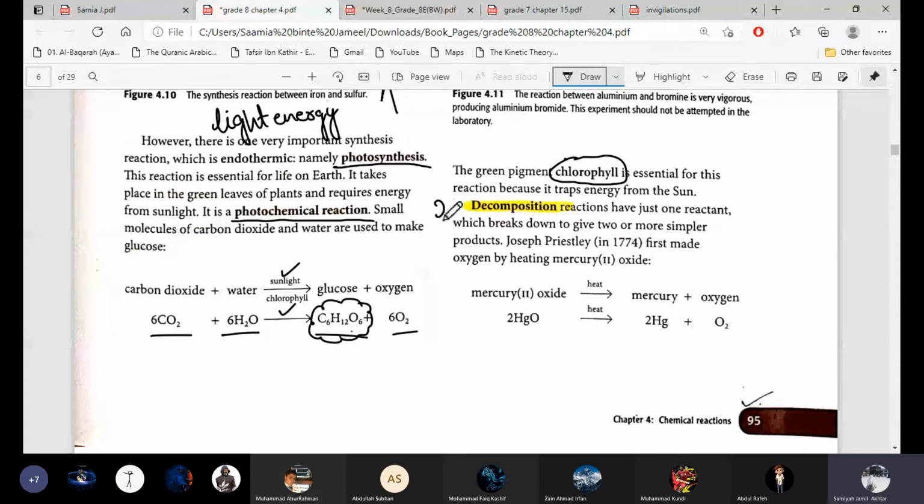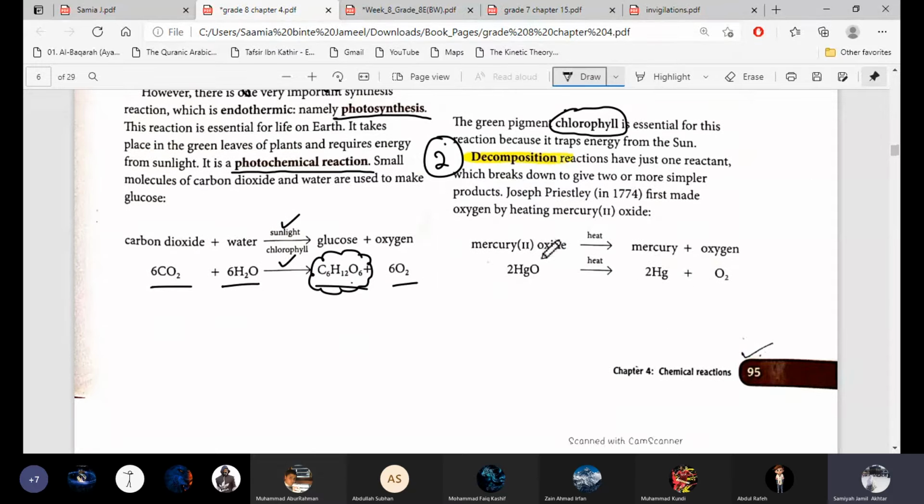Then the number two type of reaction is the decomposition reaction, the breakdown. Decomposition reactions have just one reactant which breaks down to give two or more simpler products. Joseph Priestley first made oxygen by heating mercury oxide. So this is the example. Mercury oxide, under the influence of heat, will break into its components, mercury and oxygen.